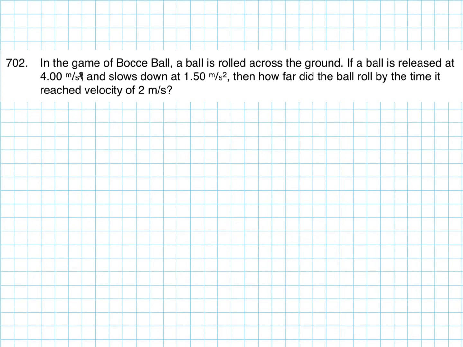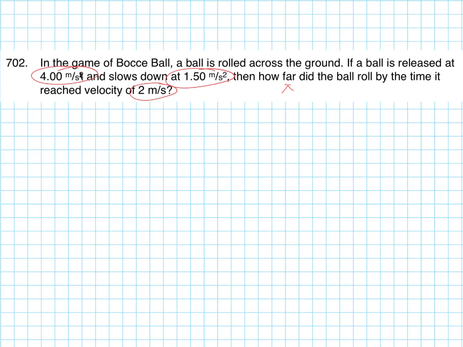All right, so let's look at some unit clues here. First off, it's released at 4 meters per second, so that's the start of the motion. It slows down at 1.5 meters per second squared, so meters per second squared is an acceleration. And I want to know how far, that's going to be x, did the ball roll by the time it reached a velocity of 2 meters per second. So that's another velocity. That's kind of the end of our story.